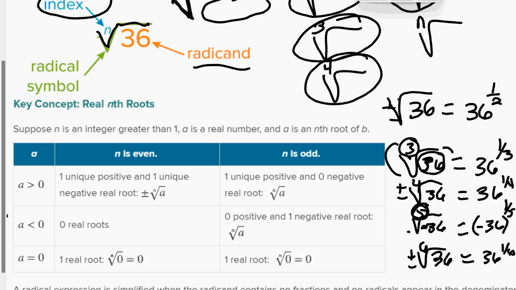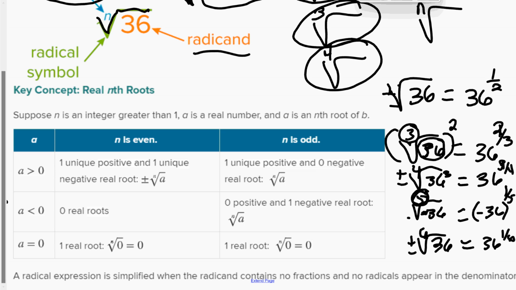Now if I was to raise this to a power, say square it, that would be the numerator. It could be on the outside like that, or it could be on the inside. So this is the 4th root of 36 cubed, and that would be in the numerator. Any power, either on the radicand or on the outside, would be in the numerator. And that's how rational exponents work and how radical expressions turn into rational exponents.